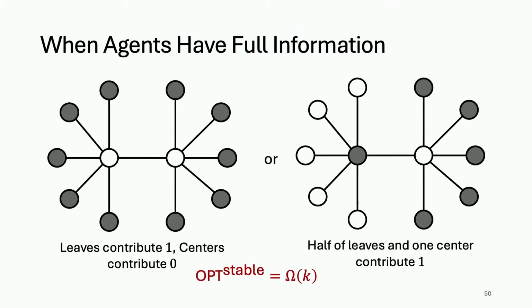But for the stable solution, when the agents have full information, so they know exactly where they are and what others contribute, the stable solution has to satisfy either all leaves contribute 1, or one center contributes 1 and for the other part the leaves contribute everything. So the stable solution has to suffer linear in k, has to contribute linear in k.